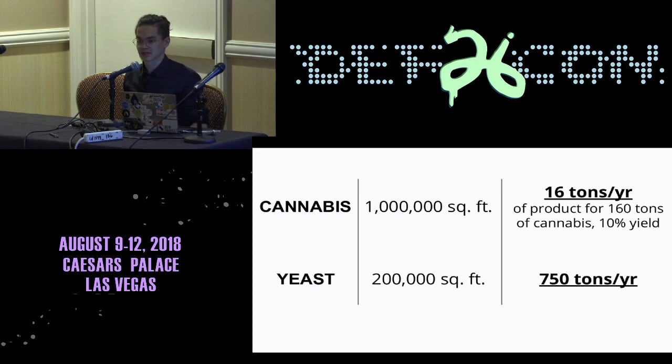And if you're willing to bet some money on what's going to be the scalable best way to grow cannabis, it's going to cost you maybe $100 million to get to 16 tons per year of product. If you pay more like $50 million of investment, then you might build a facility that grows yeast and you can do more like 750 tons per year. This is the reason why yeast is so interesting, because it has this established industrial scalable model of manufacturing.